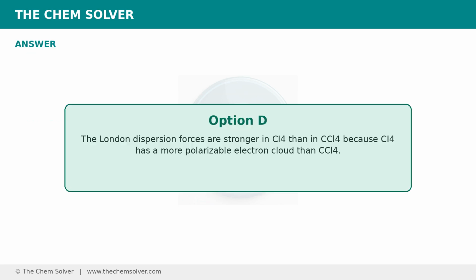The correct answer is option D. The London dispersion forces are stronger in CI4 than in CCl4 because CI4 has a more polarizable electron cloud than CCl4.